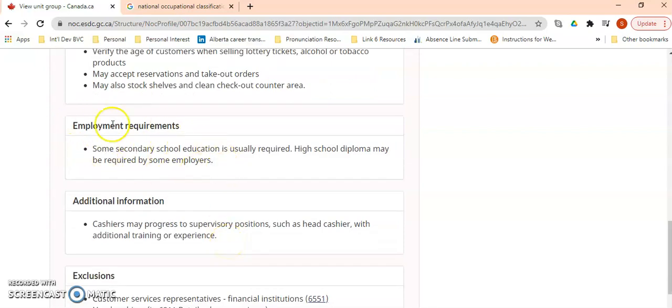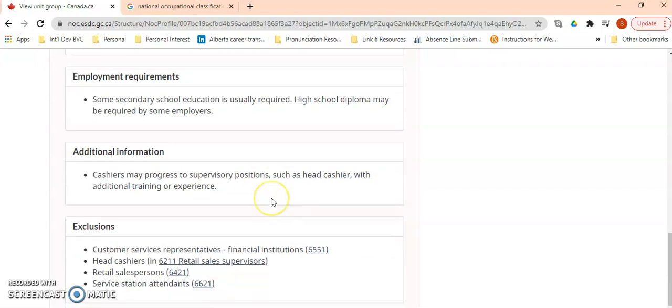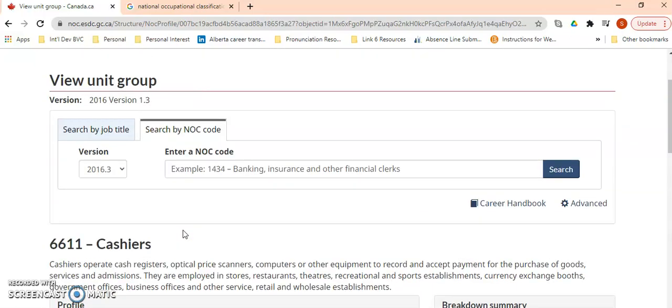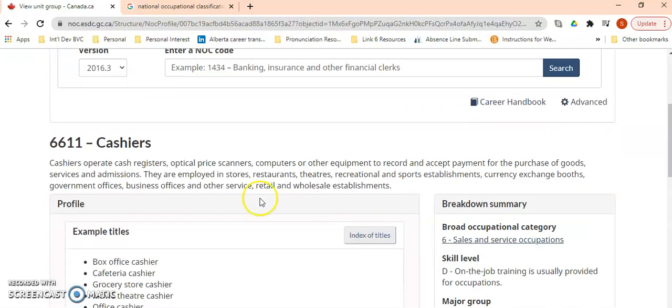Okay. They talk about employment requirements. For a cashier, they would usually employ people who have a high school diploma, or they could even employ high school students. Okay. And then if you wanted to search a little bit more about customer service representatives, head cashiers, or retail persons, maybe you want to work in a clothing store rather than in a grocery store. So they have all of these different titles here that you could also take a look at if you wanted to expand your search or talk a little bit more about your experience in the past.